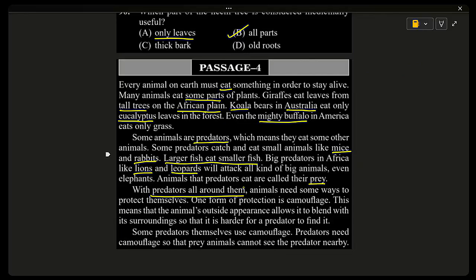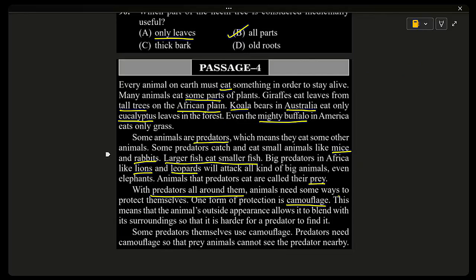So one form of protection is camouflage. This means that an animal's outside appearance allows it to blend with its surroundings so that it is harder for a predator to find it. Yes, I heard about this camouflage recently in one of the YouTube videos. It is some kind of fish. They can change their color, the color of the skin. First they observe the color of the place where they are living, the land underneath, or the plants between which they want to hide. So they understand that color. They can change the color of their skin so that we cannot identify them.